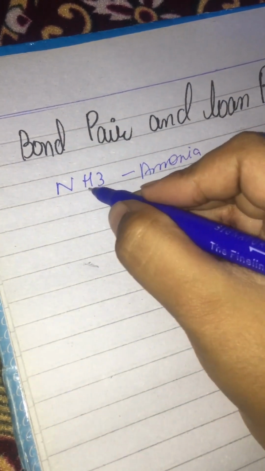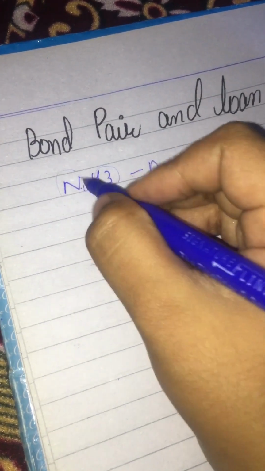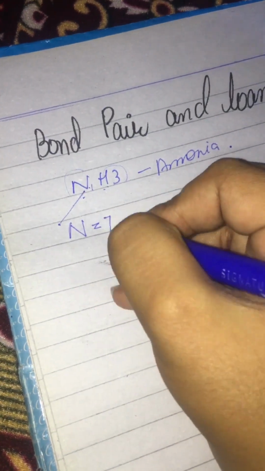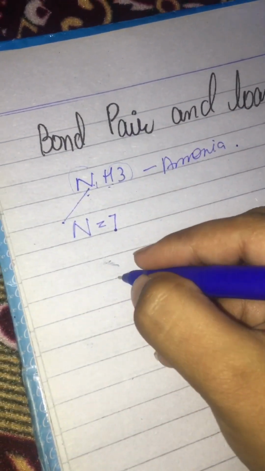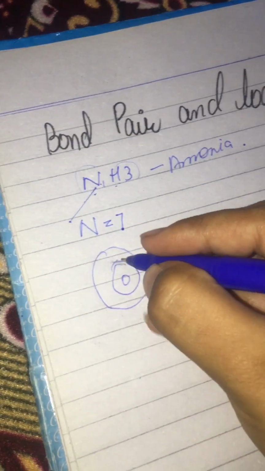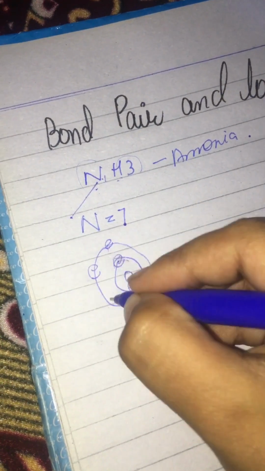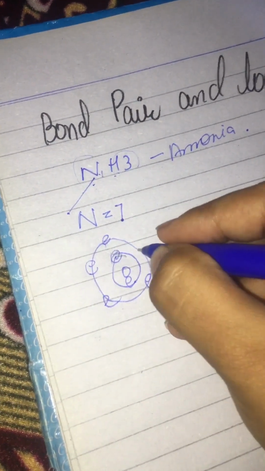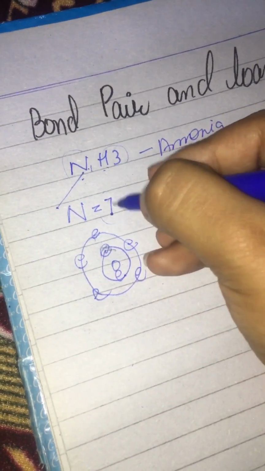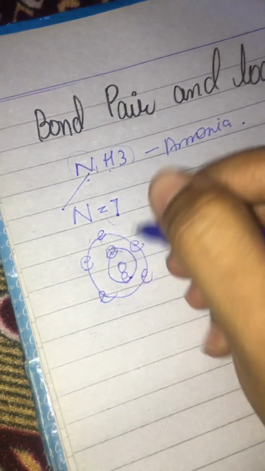So this means there are three hydrogens and one nitrogen, and we know the atomic number of nitrogen is 7. If you make its shells with the electrons, the first shell has two and the second has eight. But the atomic number is 7, so the electrons are 1 2 3 4 5 6 7.